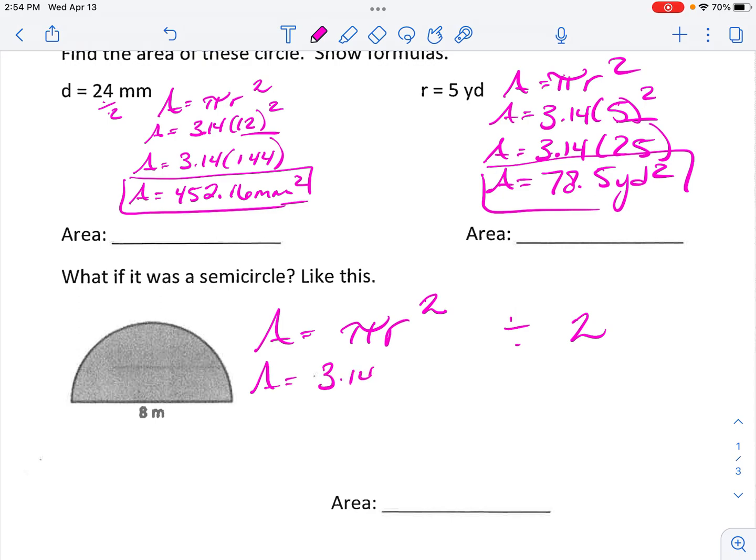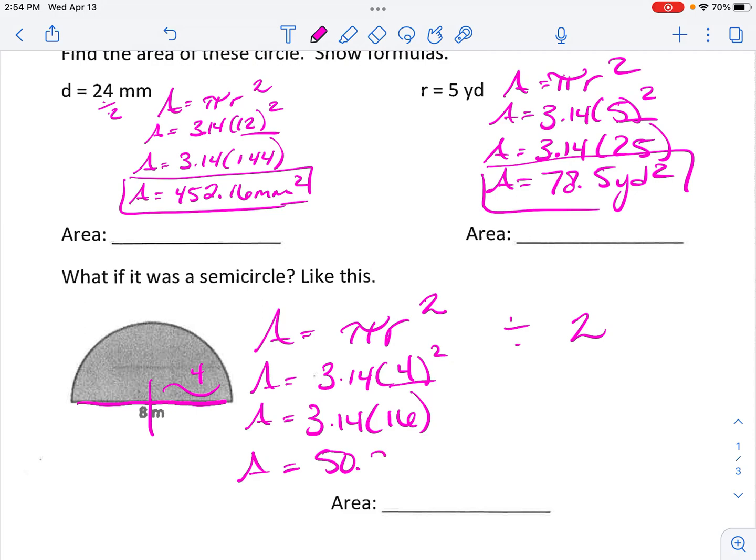Same thing here, 3.14 for pi. All the way across the circle is 8, which means the radius halfway across would be 4. So we'll plug in 4 for the radius, and then we need to square it. 4 squared is 16. When we do 3.14 times 16, you will get 50.24. That would be for an entire circle. We're going to divide that in half. So the area of the semicircle would be 25.12. Be sure to label it meters squared.